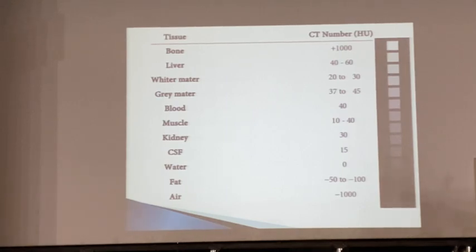White matter, it is not comparable with the densities.